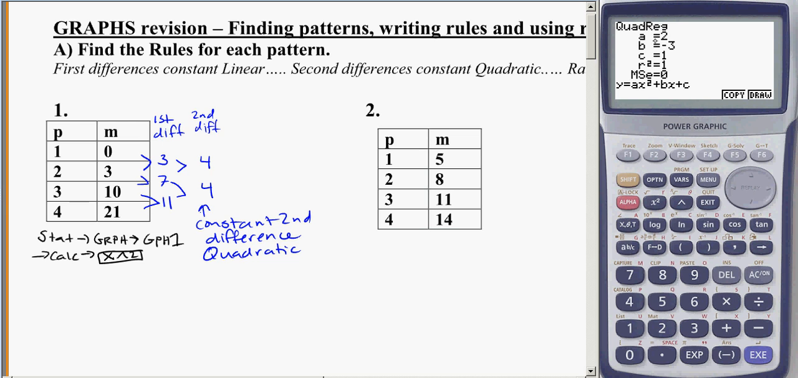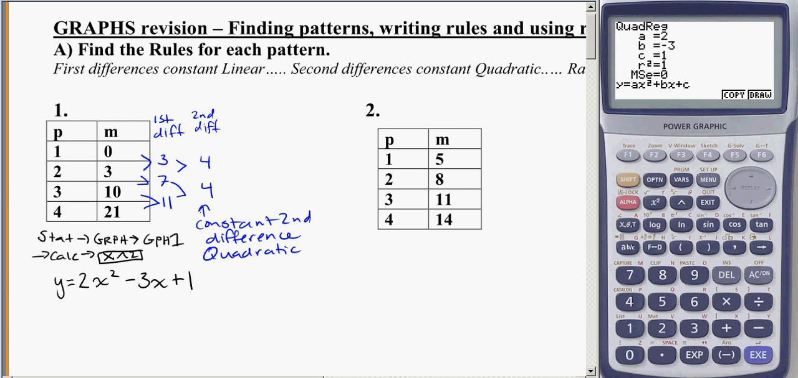So if I'm going to write out my rule, here I can see I'm going to be filling in basically the general rule they've given me. Y is equal to ax squared, but instead of a, I know that a is equal to 2. So I'll start with that. Y is equal to 2x squared plus bx, and in this case b is negative 3. So I can say minus 3x. And c, here the plus c is a 1, so plus 1.